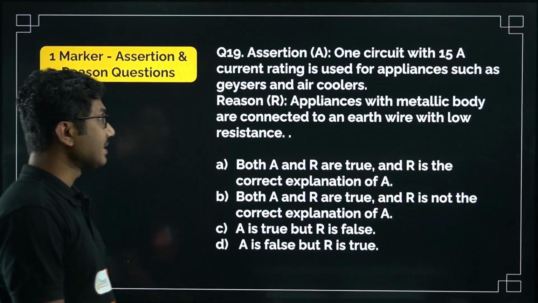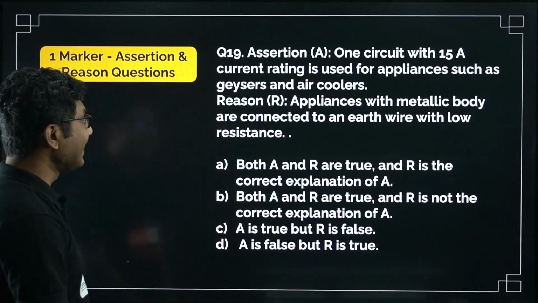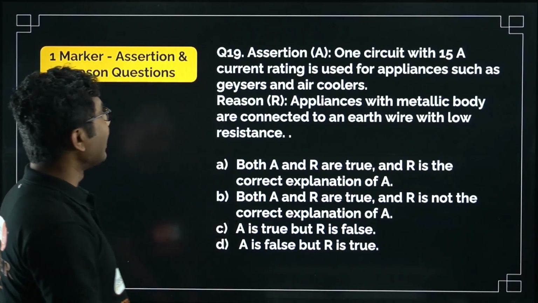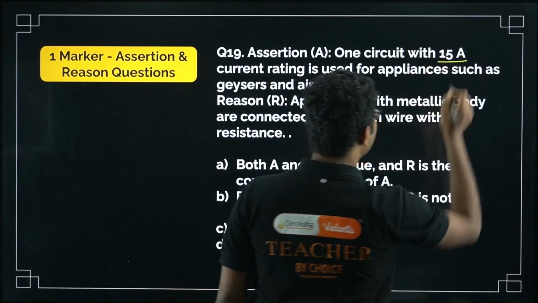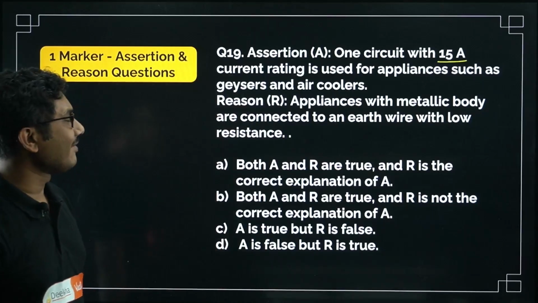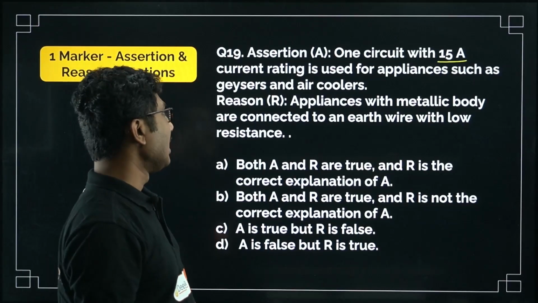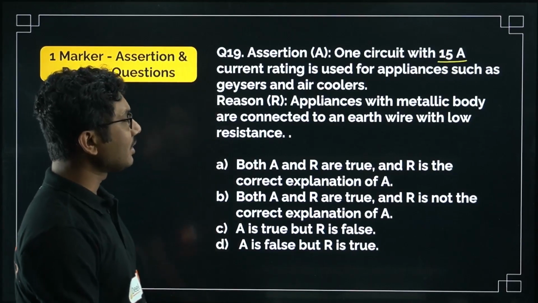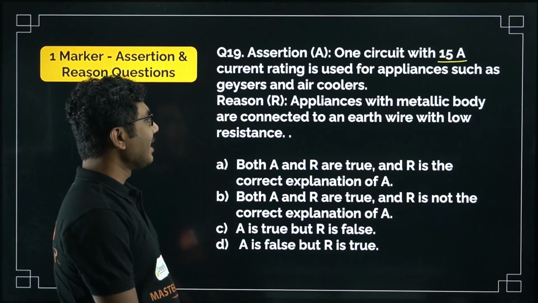So what is assertion? Assertion says that one circuit with 15 ampere current rating is used for appliances such as geysers and air coolers. So air coolers, geysers, etc. have a higher current rating, that is 15 ampere, which is correct. Okay, appliances with metallic body are connected to an earth wire with low resistance. Now this is also correct.